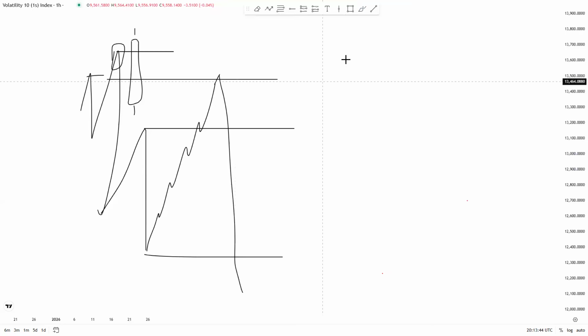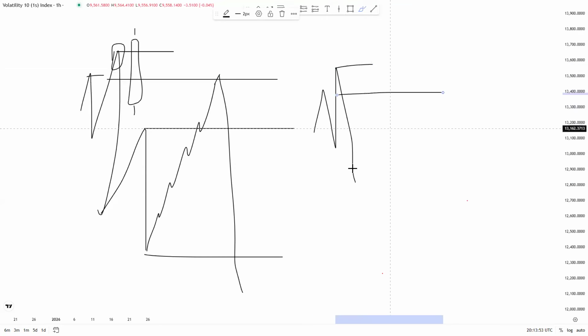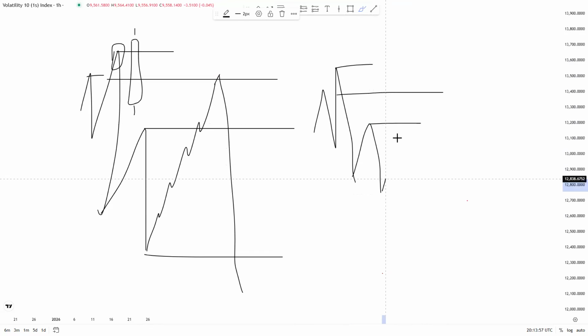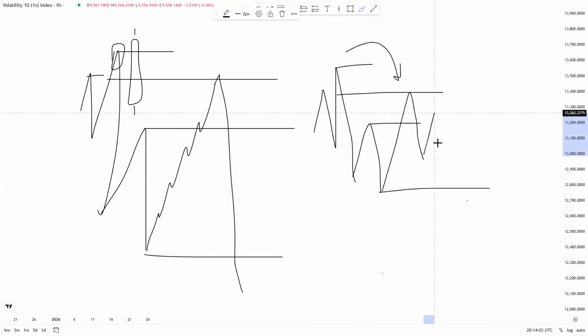Now, I made another example citing a situation whereby money transfers as a result of an imbalance. Let's say this is an imbalance. Price came, you sold from here nicely. So this is a money transfer. Now, before this break of structure, another money transfer happened again, transferring this imbalance. This imbalance was now filled, giving you a new imbalance here. That's what I'm trying to explain.